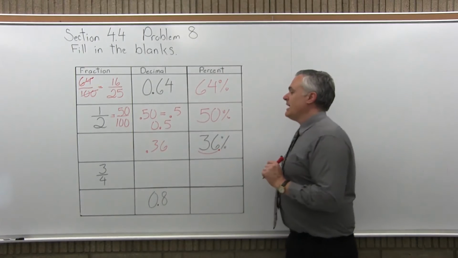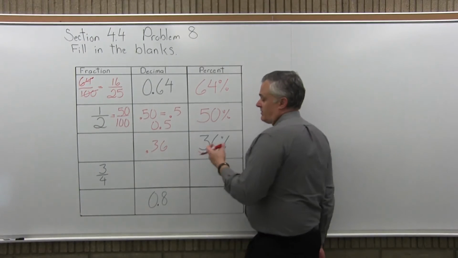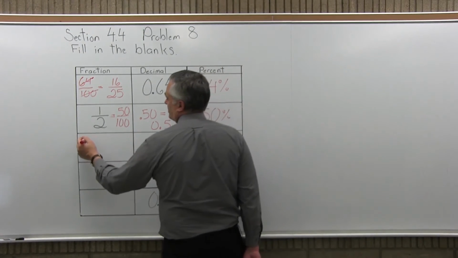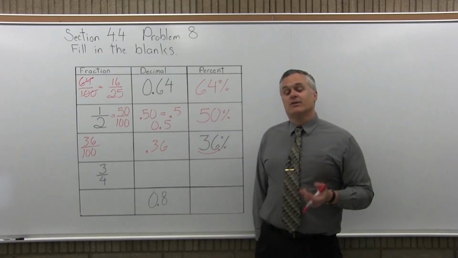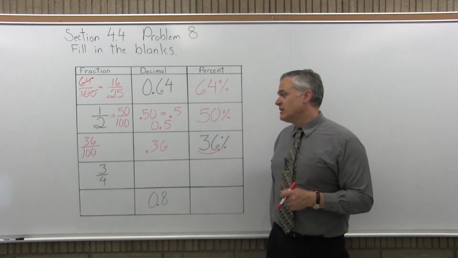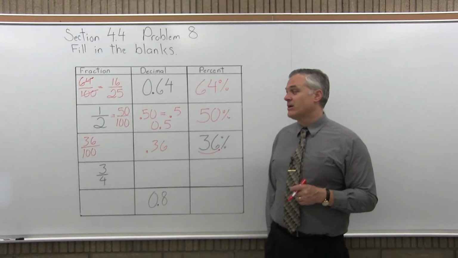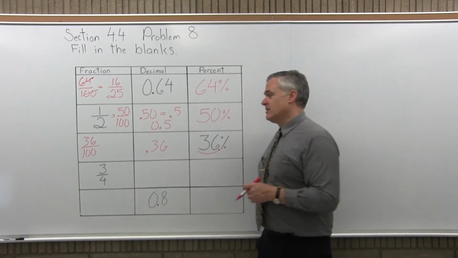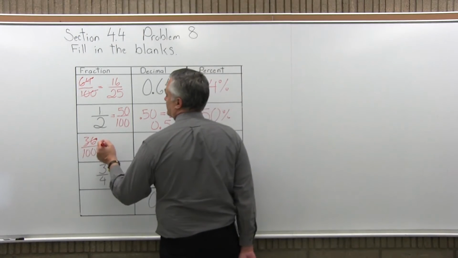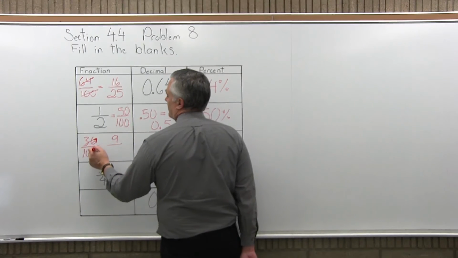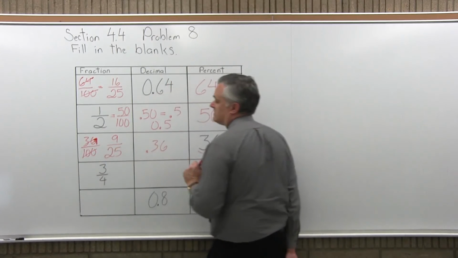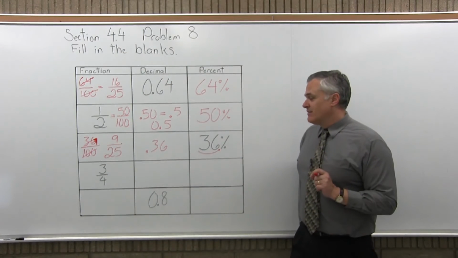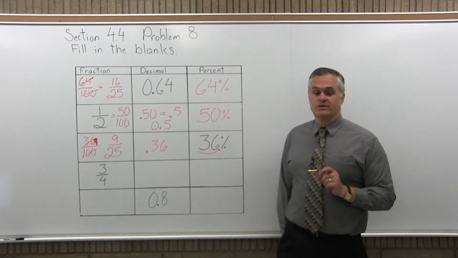0.36. And then for the fraction, to make a percent into a fraction, you put the percent in the numerator and make the denominator a 100. So I have 36 over 100. Now, can I reduce that? I can. They're both even. I can cut them both in half. But again, even better, they'll both divide evenly by 4. 4 divides into 36 9 times, and 4 divides into 100 evenly 25 times. So 9 over 25.